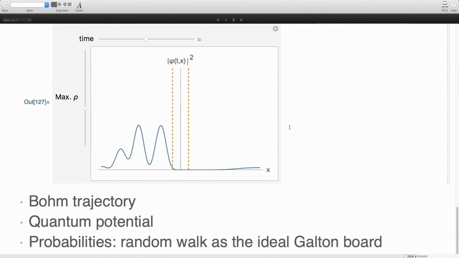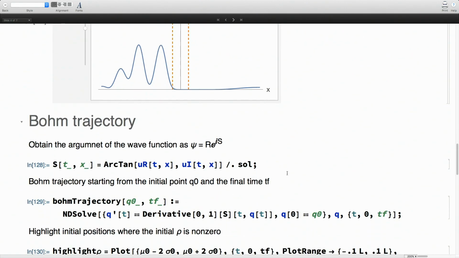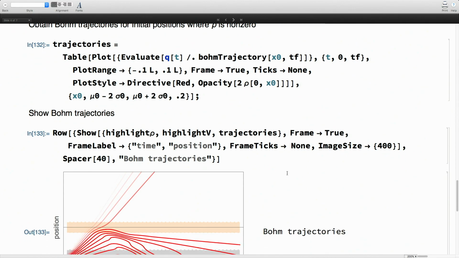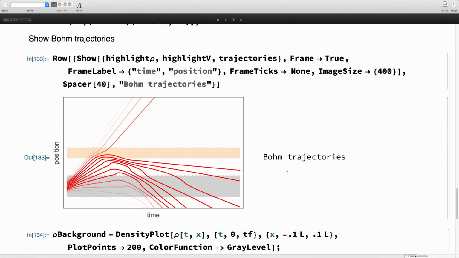And immediately, I can find Bohmian trajectories. Again, I'm not going through the details. It's a numerical solution of a differential equation, and that's the Bohmian trajectories. As you can see, the gray area is the area where the wave function is non-zero. The other area is where we have our potential barrier. As you can see, most particles are reflected, and there are a few particles that can go through the barrier.